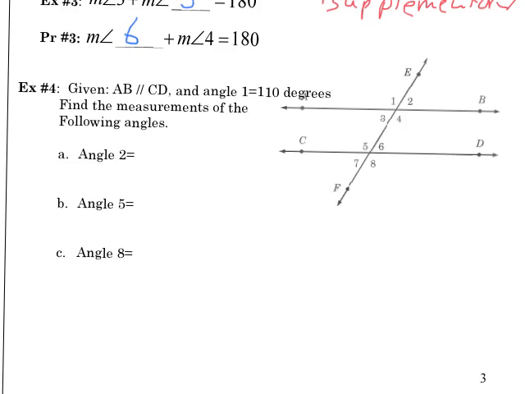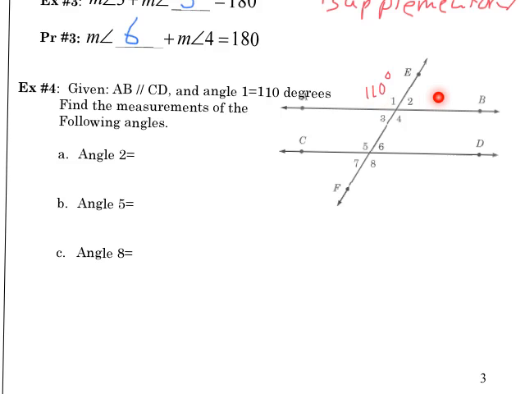All right, let's go to this one. It says given AB is parallel to CD. Good. We have parallel lines. We need that in order to use our theorems. And angle 1 is 110 degrees. Well, let's just go ahead and put that in here, 110 degrees. Find the measurements of the following angles. So the first one it asks for is angle 2.